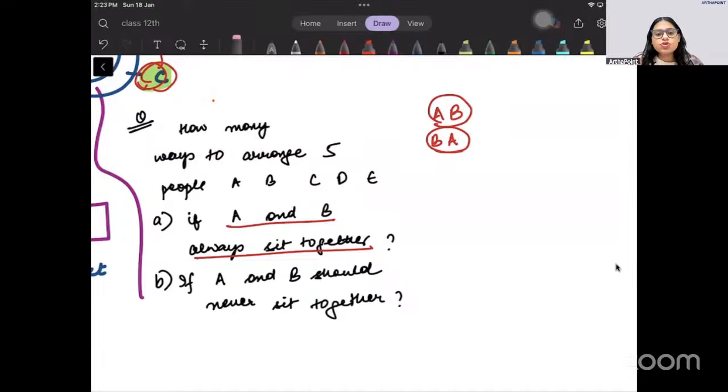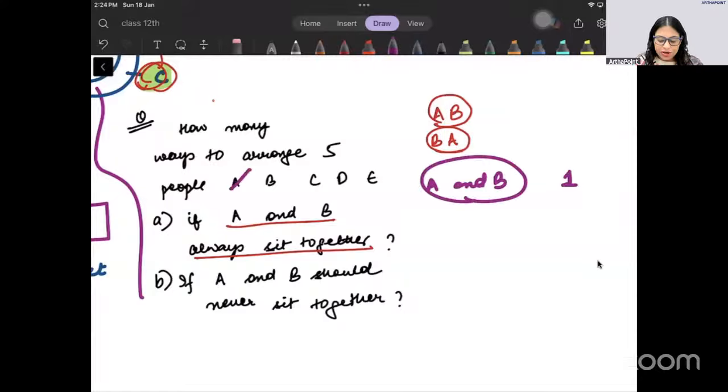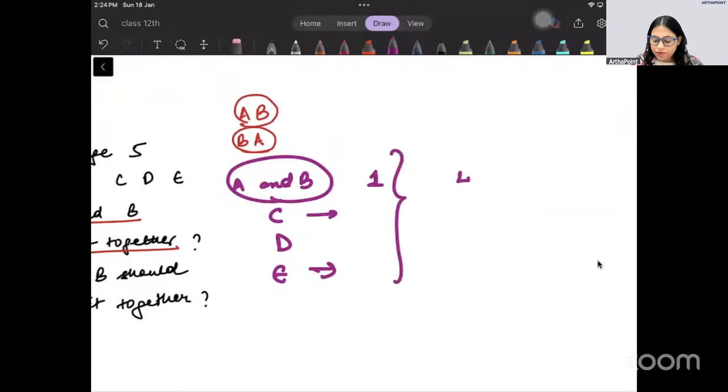They have to be considered as one unit. So whenever such a question comes that A and B are sitting together, it means that A and B must be considered as one unit, right? So A and B together is one. And if I eliminate A and B, C is the second one, D is the third one, and E is the fourth one. So ultimately, I have 4 factorial ways in which this can be arranged. AB I will consider as 1 because it always moves together. C is another, D is another, and E is another.